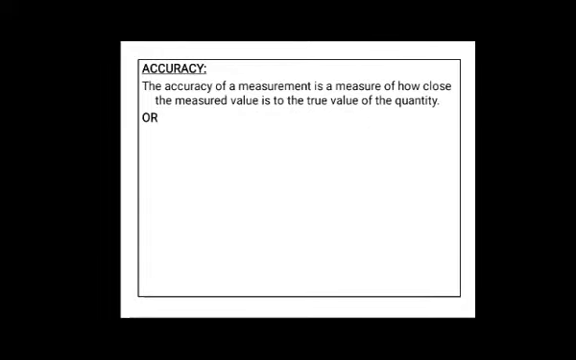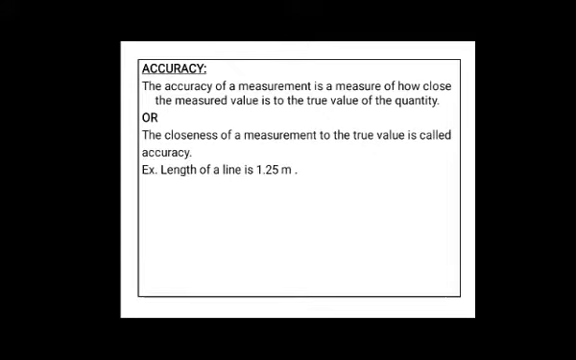Means the accuracy of a measurement is a measure of how close the measured value is to the true value of the quantity. Or you can take one more definition, that is the closeness of a measurement to the true value is called accuracy. What is the meaning of this one? Let us try to understand. Let us take one example.